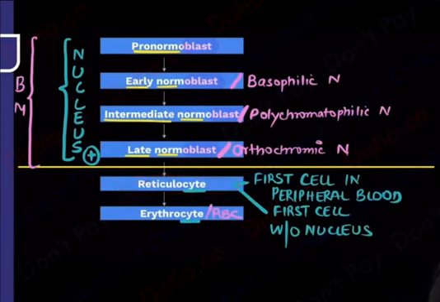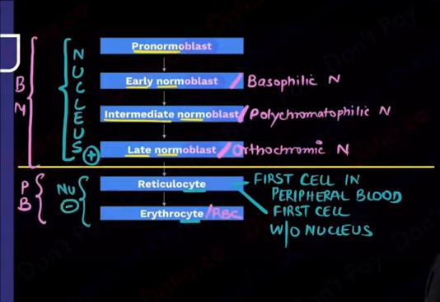Below this, everything is going to be in the peripheral blood. So these two are going to be in the peripheral blood, and in both of these, the nucleus is not going to be there. Now, what further do I need to know?